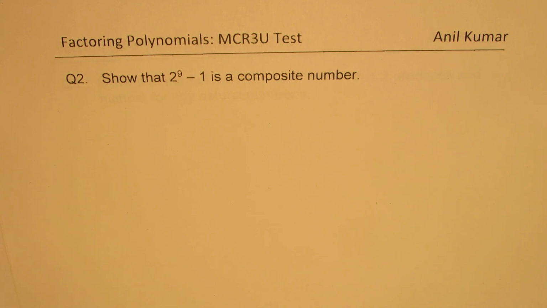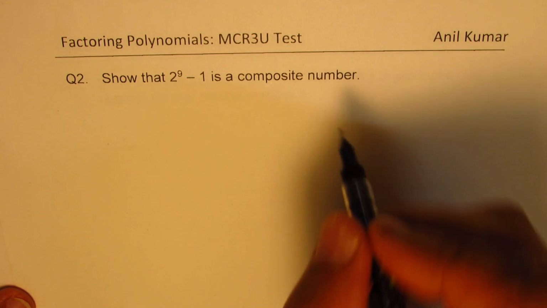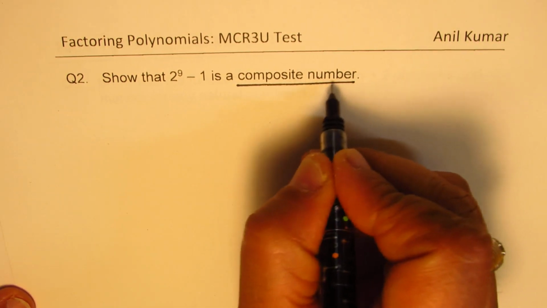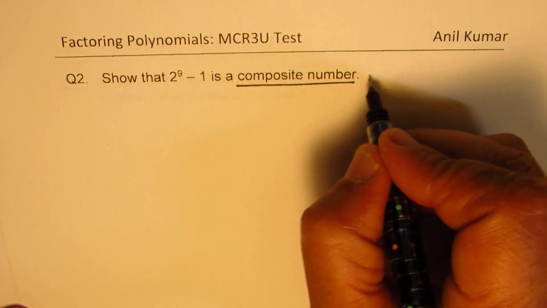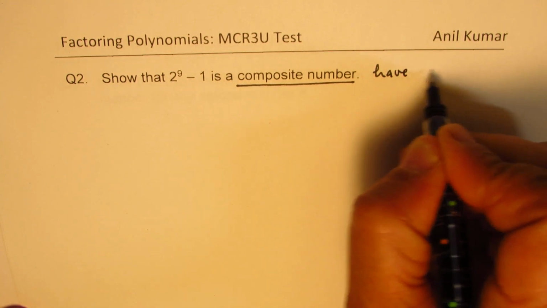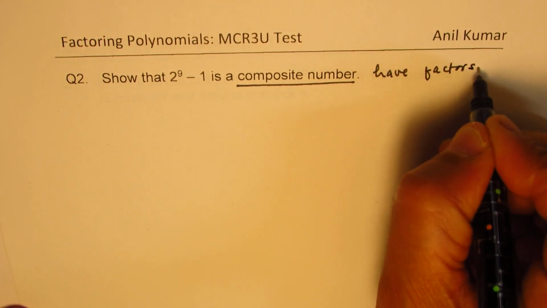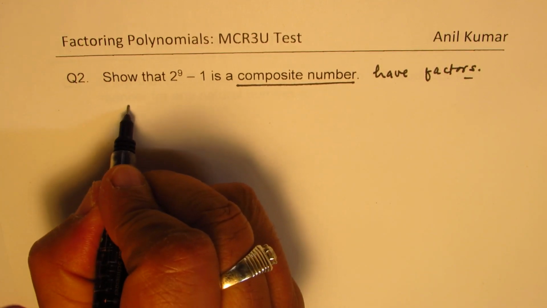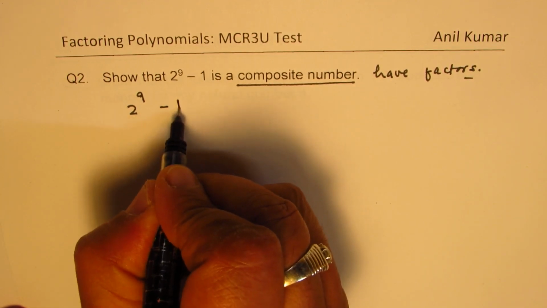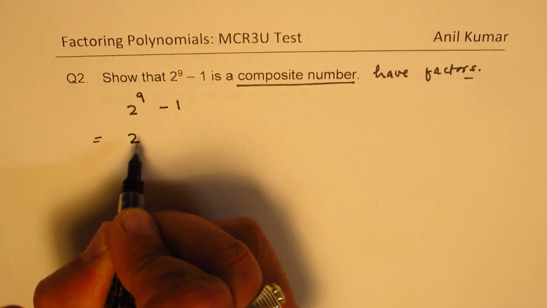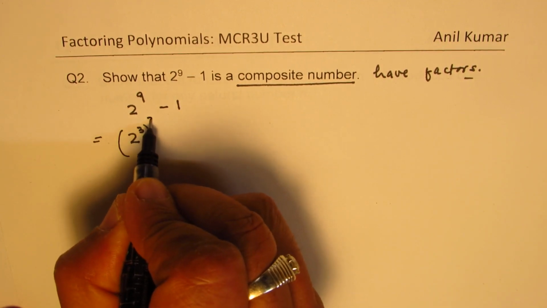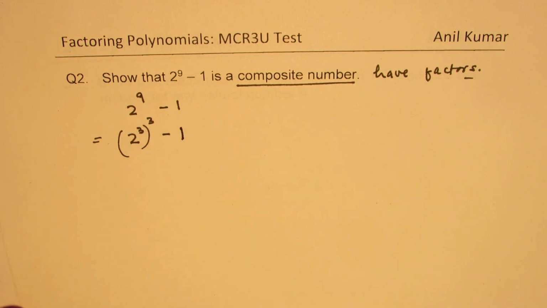So this time the question is, show that 2 to the power of 9 minus 1 is a composite number. Now, composite numbers mean what? They have factors. Correct? So let's see. Now 2 to the power of 9 minus 1. I could write this as 2 cube whole cube minus 1, right? So 3 times 3 is 9. So that is what it is.